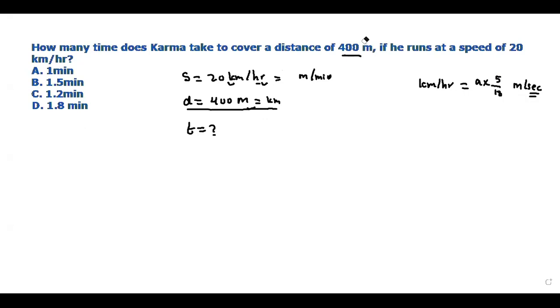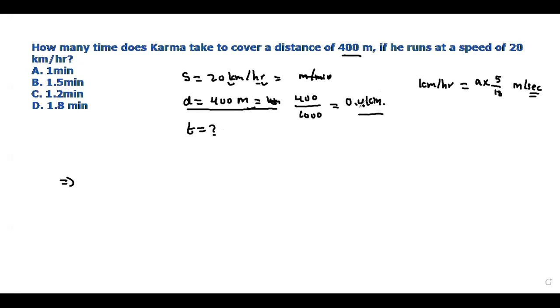All right. So how to do that now? First, convert the 400 meters into kilometers. To convert 400 meters into kilometers, you need to divide it by 1000, and you will get 0.4 kilometers. I hope everyone knows this: 1 kilometer is 1000 meters, so 400 meters will be 400 divided by 1000. Okay, unit conversion.